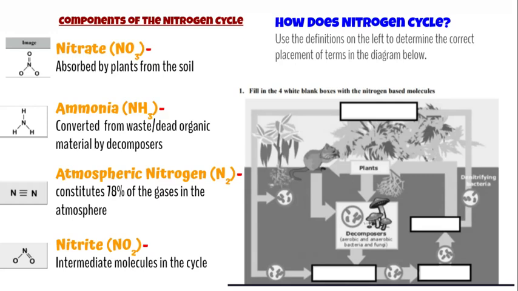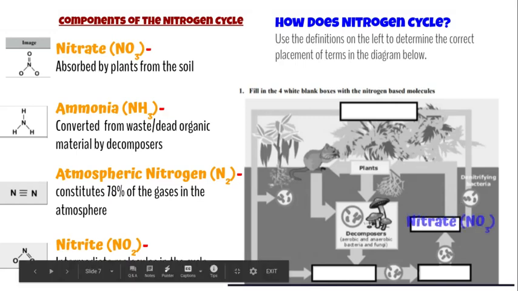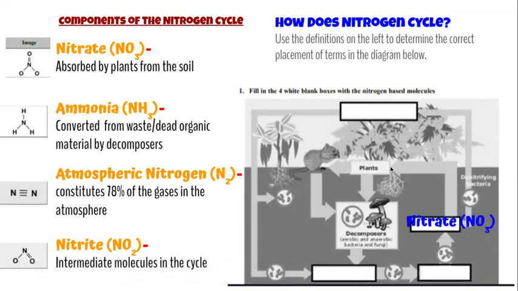And so nitrate, we're going to do this molecule first. Nitrate is absorbed by plants from the soil. So which arrow do you think would best represent nitrate? Because of the word absorb, we're looking for an arrow that goes into the plants. So the best one would be right here, as this main arrow comes into the plants. Second one, ammonia is converted from waste products or dead organic matter by the decomposers within the cycle. So which box would fit decomposers?